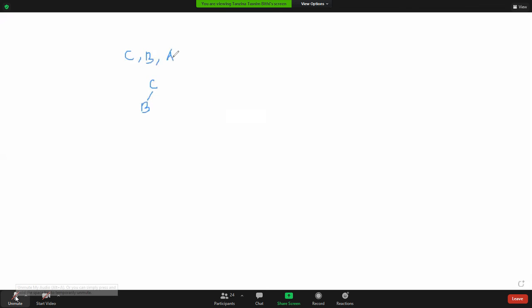Then the next node is A. A is less than C, and A is less than B. So we can add it in the left subtree. When all the nodes are added in the left subtree, that tree is called a left skewed tree. What is the name of this tree? Left skewed tree.